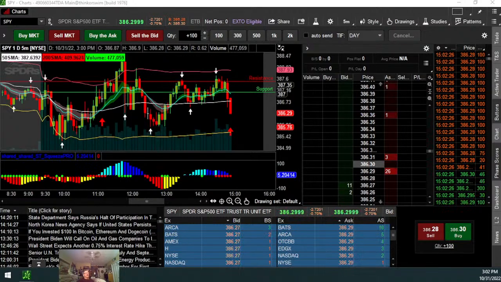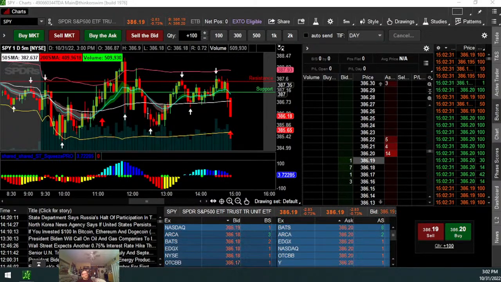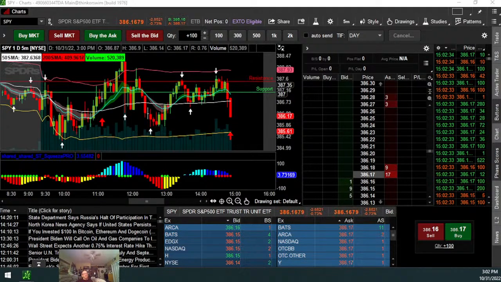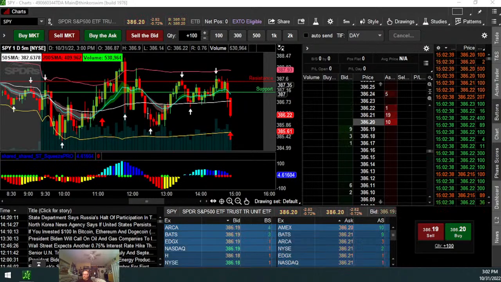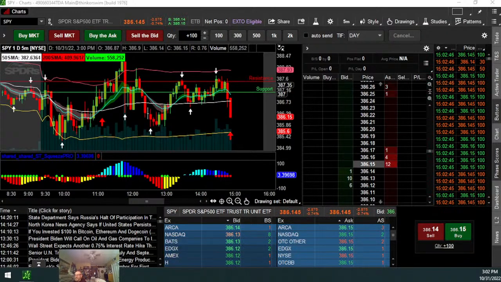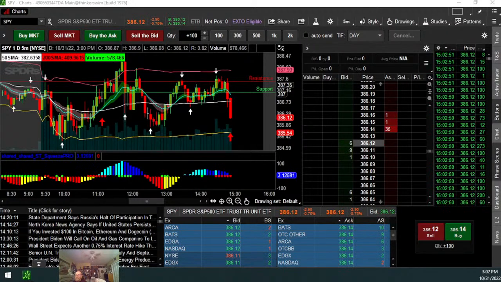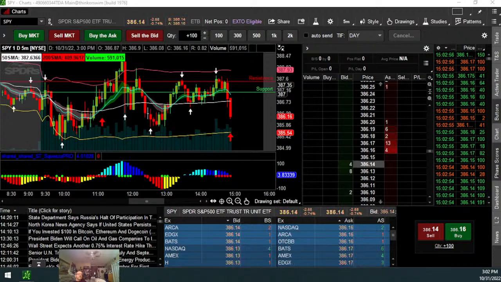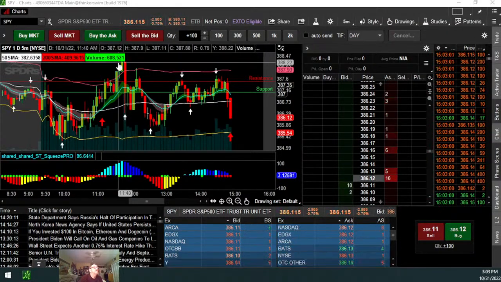Elevator's going down. And it's continually going. Going down. All aboard. Wow, still going. Let's see if we can hold 386. Let's see if we can hold that 386.